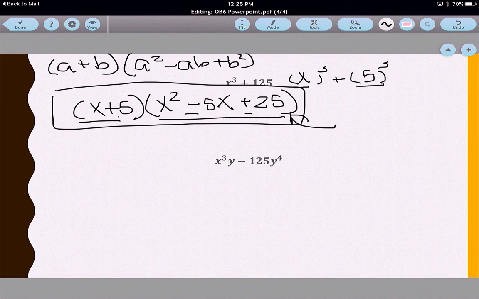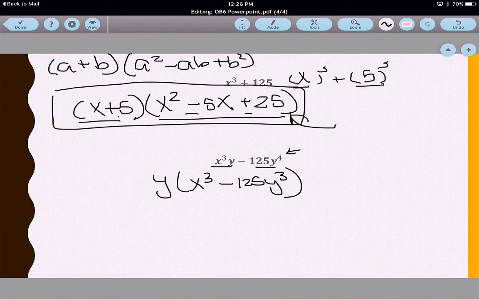Our second example today is this x cubed times y minus 125y to the fourth. So right away, this y to the fourth is going to stick out to me as not being okay. But remember, we can always try to take out a GCF first. And looking at these two terms, it looks like I can pull out a y. So I'm going to have y times x cubed minus 125y cubed.